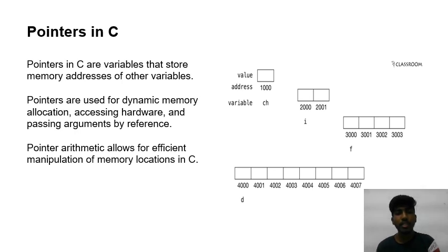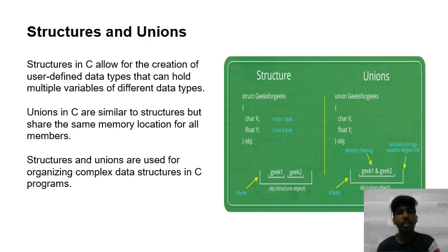Pointers in C. Pointers in C are variables that store memory addresses of other variables. Pointers are used for dynamic memory allocation, accessing hardware, and passing arguments by reference. Pointer arithmetic allows for efficient manipulation of memory locations in C.